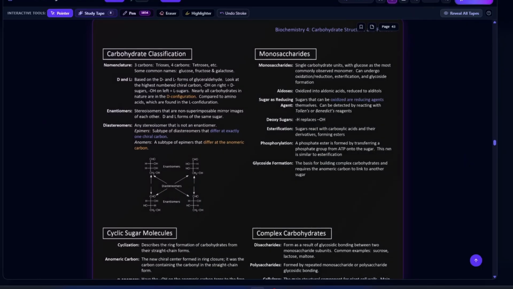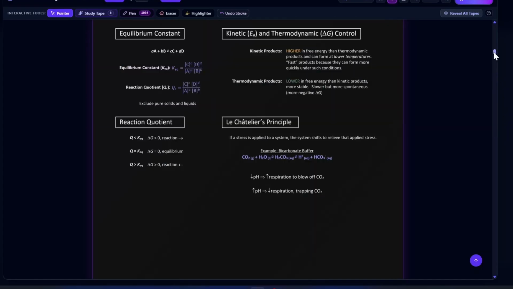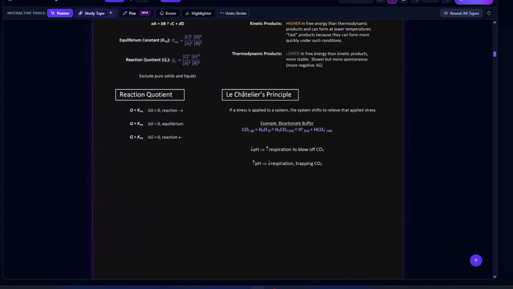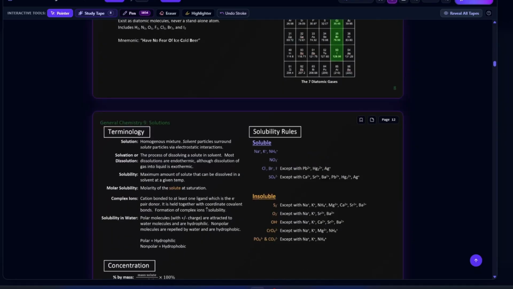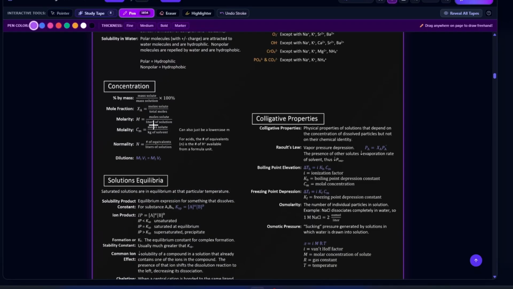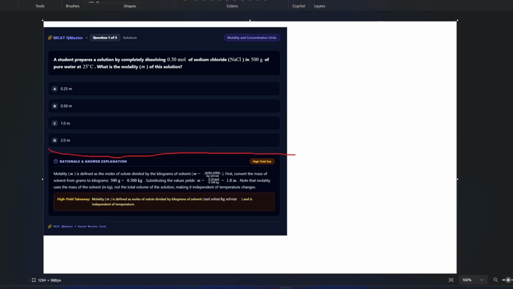So we're going to look for molality. Where did it go? Okay, all right, so here's molality. Molality is mole solute over the kilograms of solvent. So let's go back to the practice problem. We'll do it on here. So you have mole solute over kilograms of a solvent.